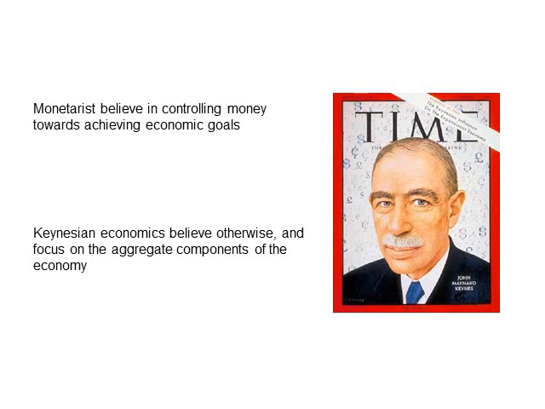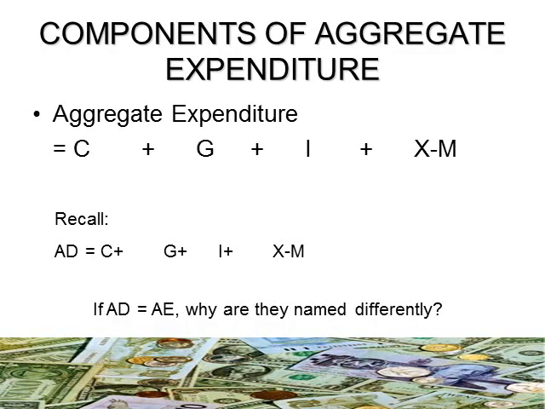Although when you study it, there's no conflict. All right, let's see what this model is all about. Now, AE is mathematically equal to AD because the components of both functions are exactly the same: your C plus G plus I plus X minus M. Mathematically they are equal. Now, if they are equal, why are they named differently? Why don't we just call both AD or both AE? That's because they are used differently.